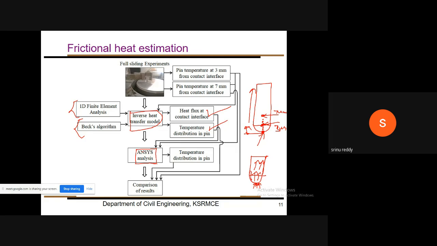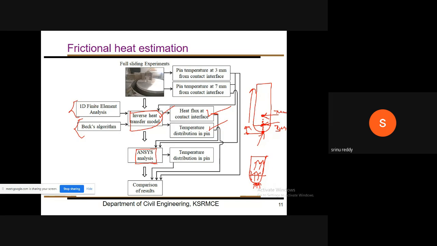So in ANSYS, we have used the thermal models, the transient thermal analysis. In the thermal analysis input, we have given the heat flux that we got from the inverse heat transfer model, and we have also given the temperatures at 7 mm.